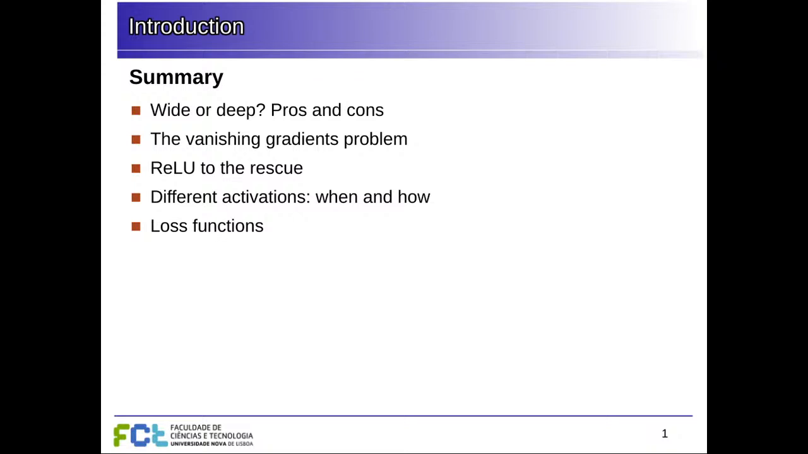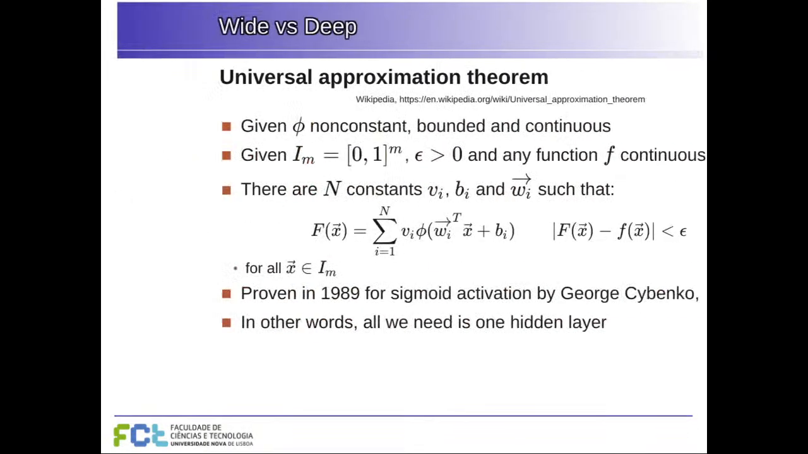And then we're going to look at the vanishing gradients problem, which is a problem that arises with some activation functions when we are dealing with deep neural networks. We're going to see how rectified linear units can help us solve this problem, and then we'll look at the different activations, when to use them, how, and how they impact the loss functions. So let's start with this question.